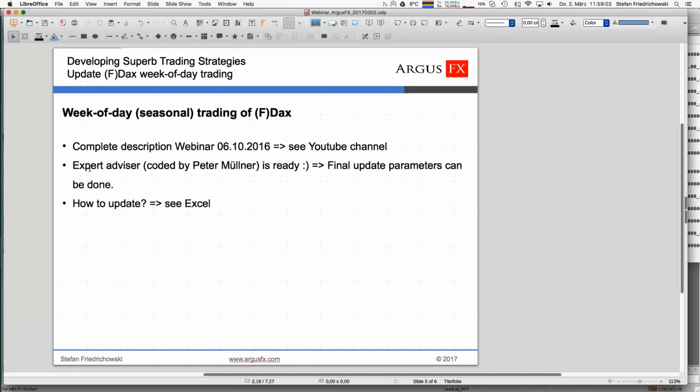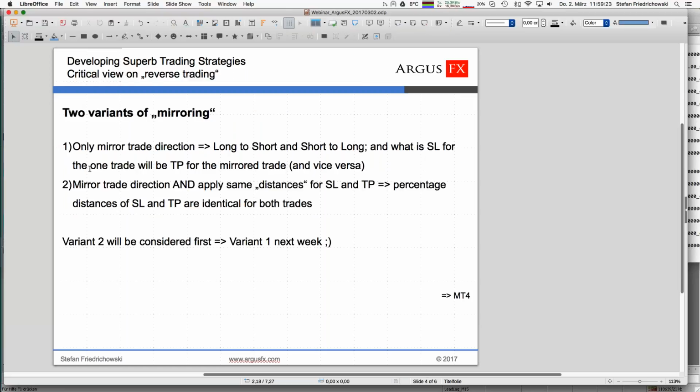So the other one, the week of day, updating the parameters, should be postponed to next week. I have done the work, but I want to show you a little bit of the how-to, and therefore that will be postponed to next week. So next week we will have that, and the other one will be now shorter, the variant 1 for that mirroring of trades.